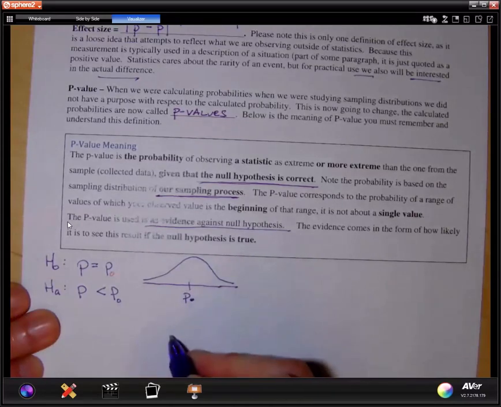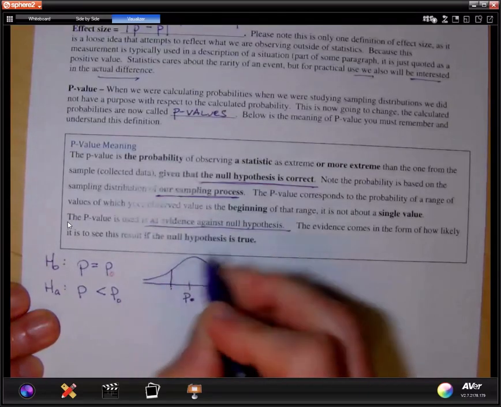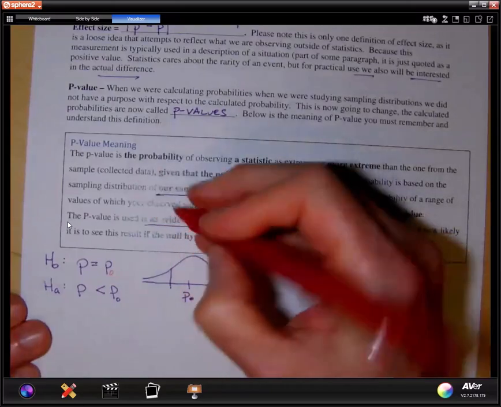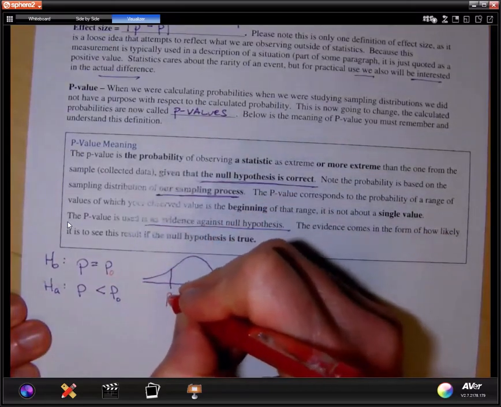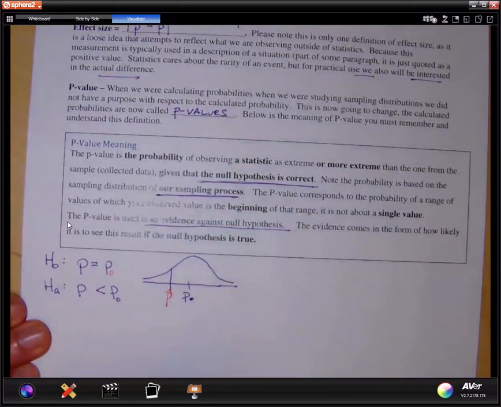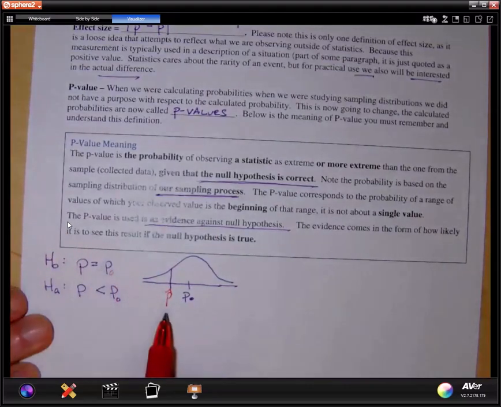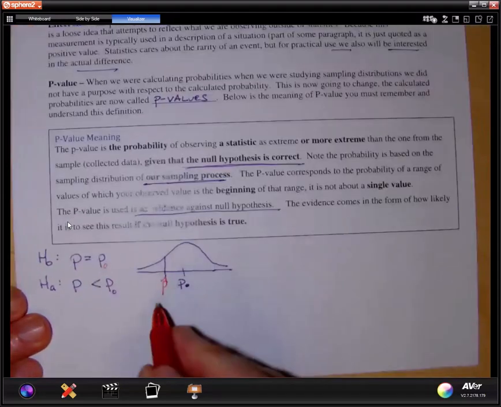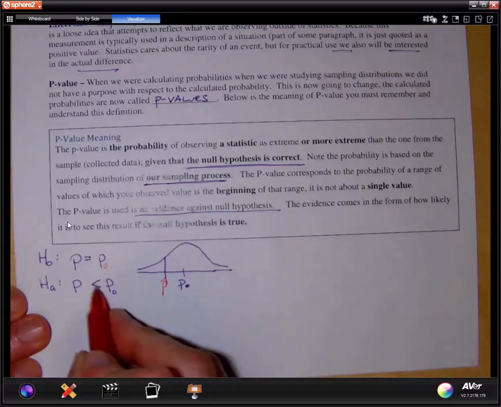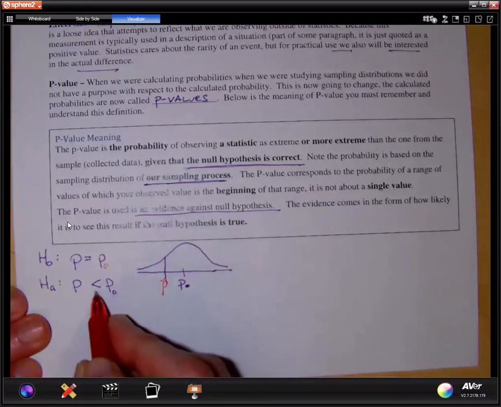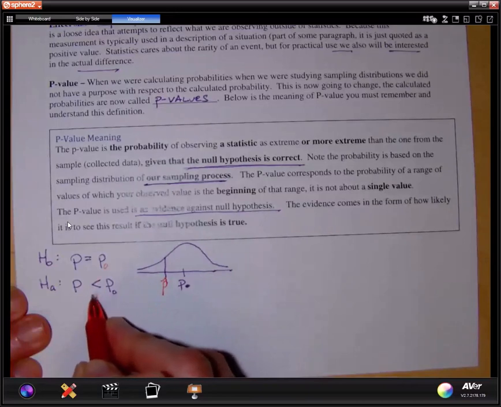So here's p naught. And there is where p hat lies. So notice p hat's not sitting anywhere in this description. Once we get our p hat, it lies somewhere. Could it lie in this side? Sure. But now, because I'm looking for less than, when it becomes directional like this, you have to go in the direction that this thing states. I'm looking at less than.